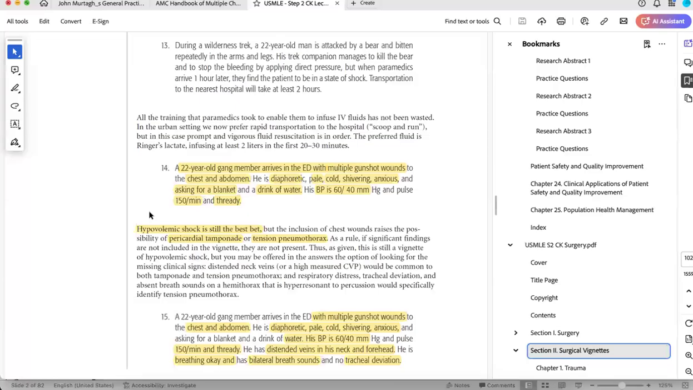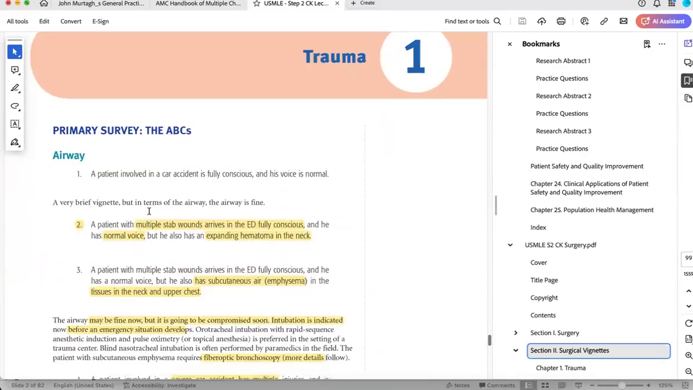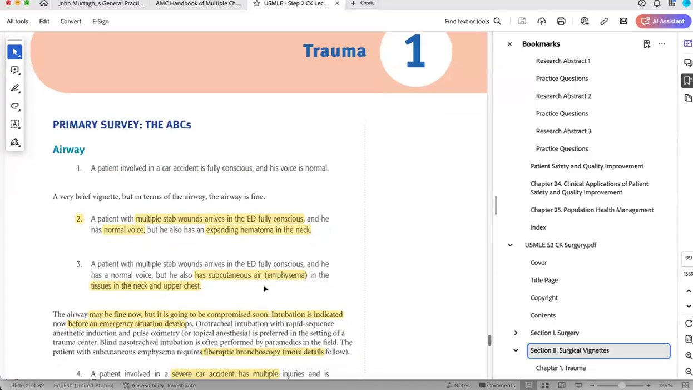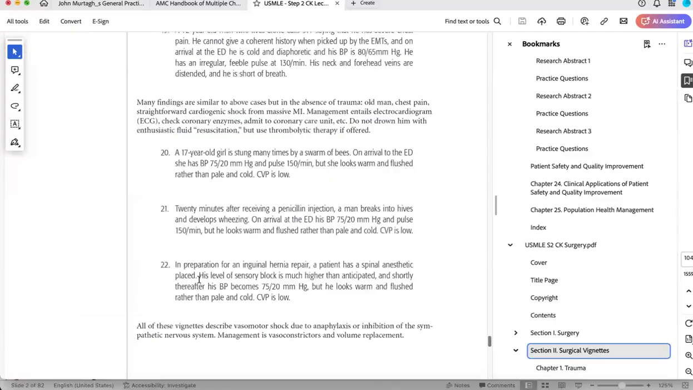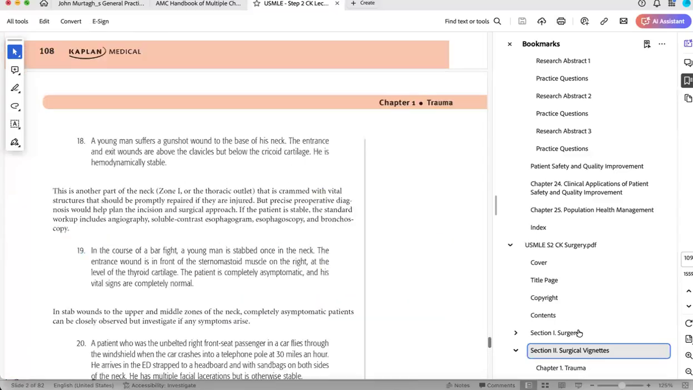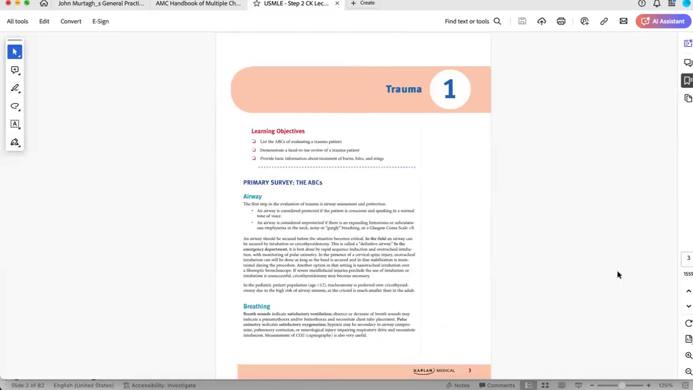Okay, so your preparation for tonight's session is mainly to go through what I am discussing today. And after that, you just need to finish these surgical vignettes by yourself. You just need to read the questions, think about what could be the answer, and then read the explanation. Not the full thing, just the trauma chapter. Okay. Now coming back to section 1, the trauma chapter.